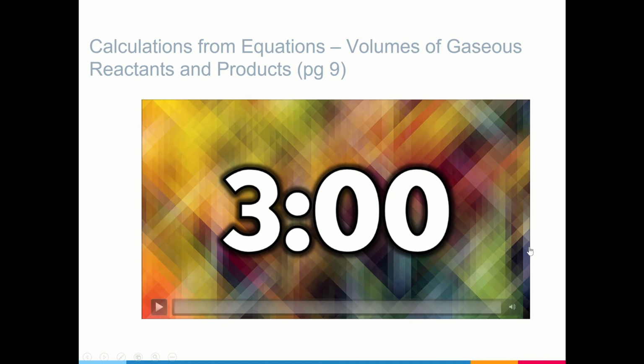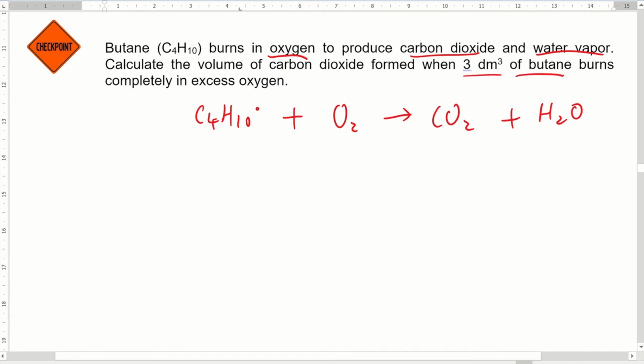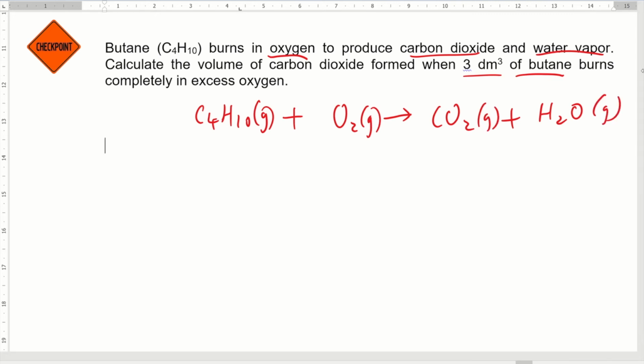Give yourself about 3 to 4 minutes, pause the video and try. You are to write the equation yourself. They tell you that butane, when it burns with oxygen, produces these two. Butane is C4H10, and when it burns in oxygen, O2, you form CO2 plus H2O. They tell you that butane is 3 dm³. In this case, we assume that they're all gases. You need to balance the equation. Take some time to balance and you will get this. I hope you get this without looking at the answers.